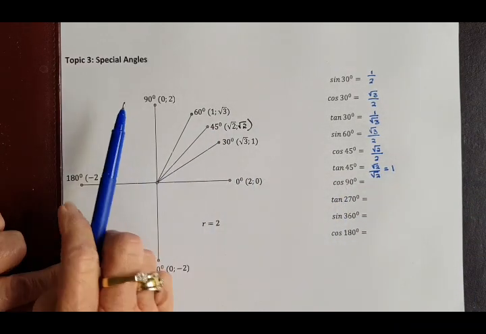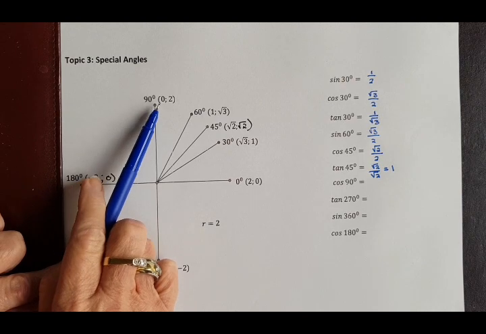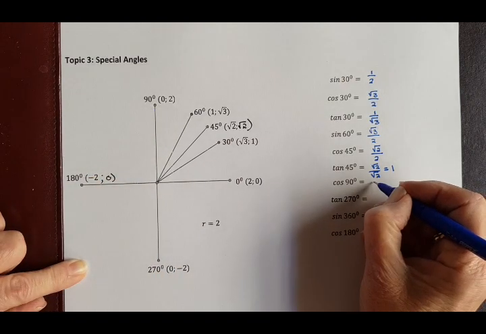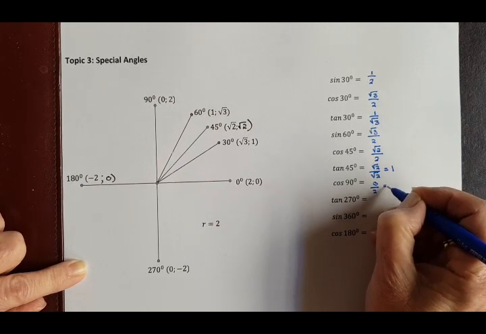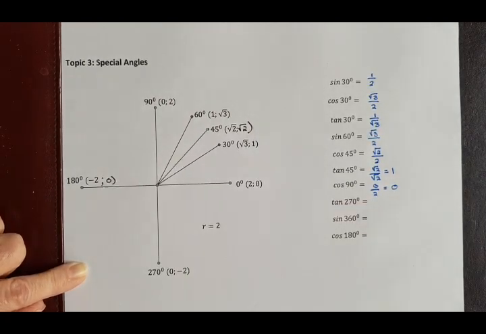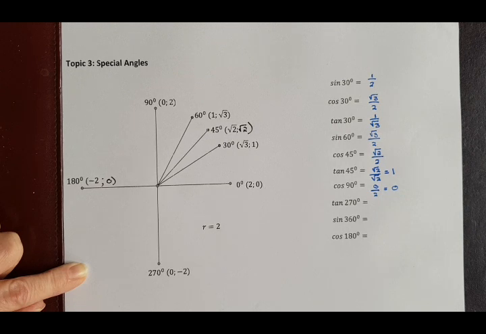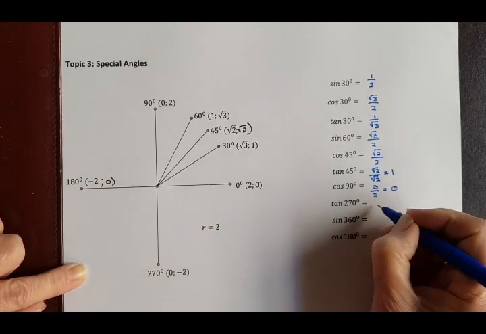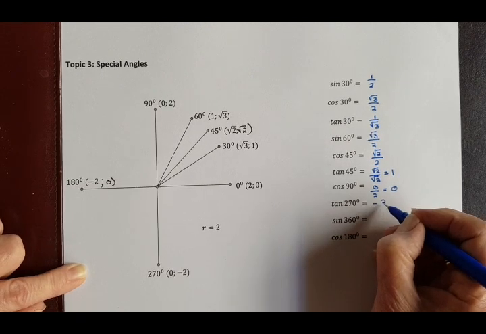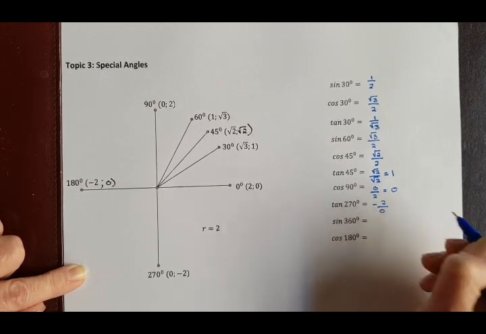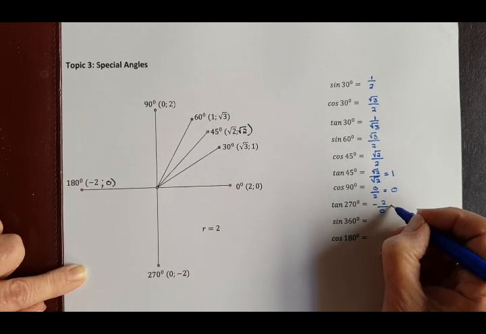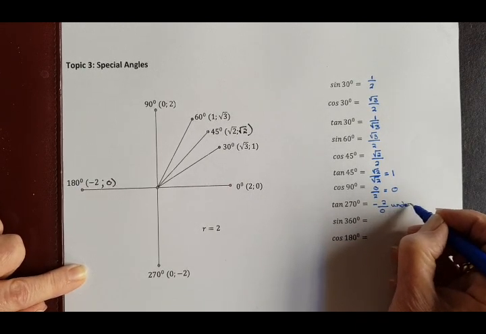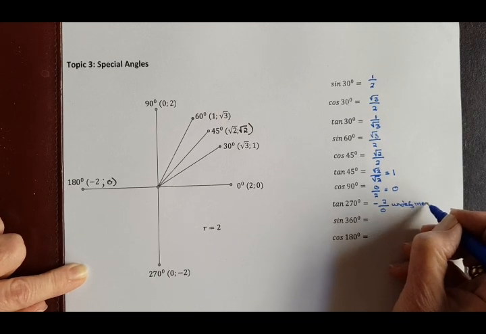Cos of 90, well, if I go to 90 degrees, my x value is 0. My r value is 2, and obviously 0 divided by anything is 0. If I go to tan of 270, tan is my y value over my x value, and division by 0 isn't possible, and therefore that value is undefined.